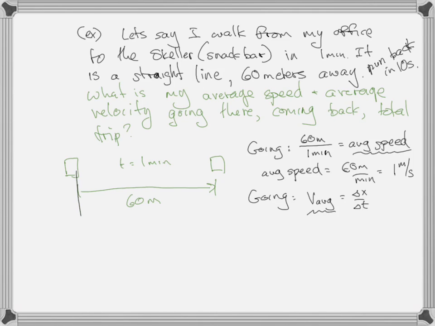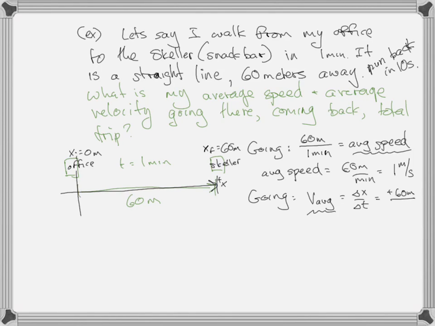So I'm going to put a coordinate axis here. I'll draw it right on top of what I already drew and call this the plus x direction. Now I can say I start at x initial equals 0 meters and I finish at x final equals 60 meters when I'm going to the Skeller. So x final minus x initial is indeed plus 60 meters.